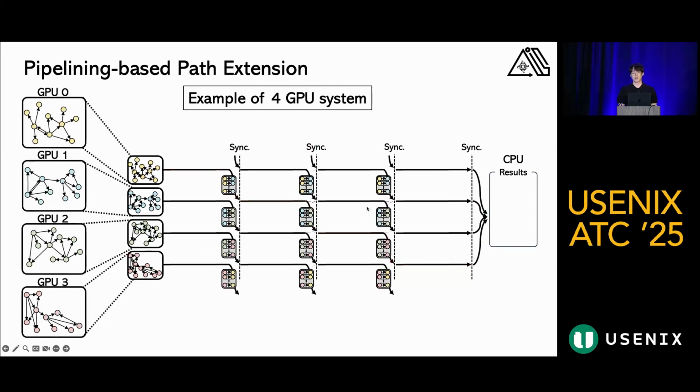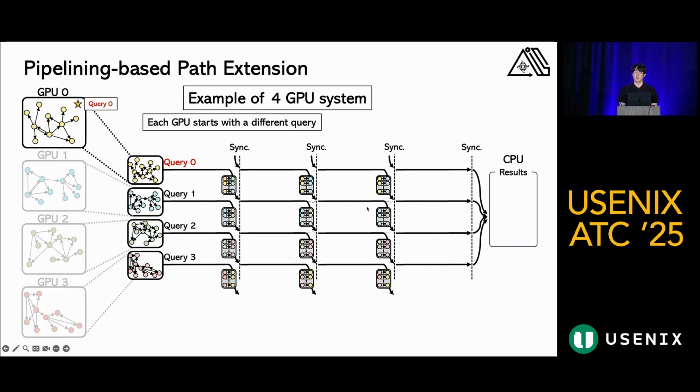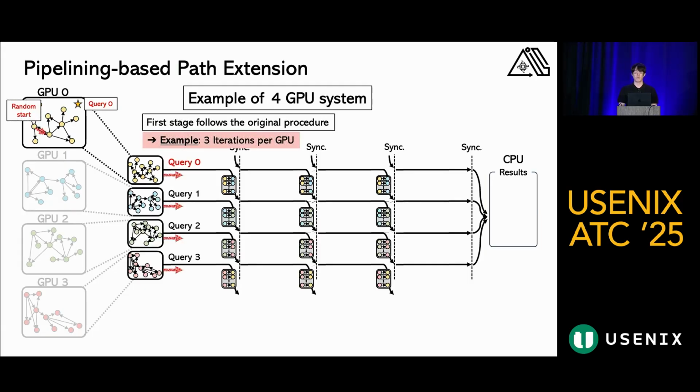Let's go into more details of what is happening in each stage. First, each GPU starts with a different query. Then in the first stage, each GPU processes the search in its local graph using the original procedure, which, as an example, requires 3 iterations. After completing stage 1, each GPU now finds the local result within its graph.